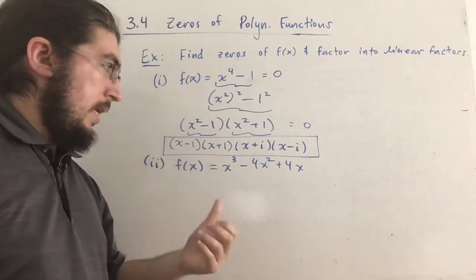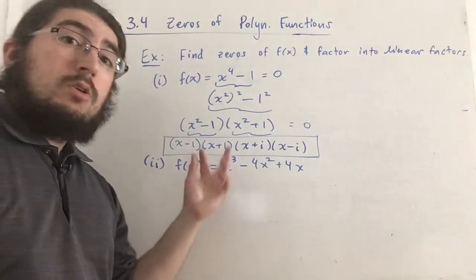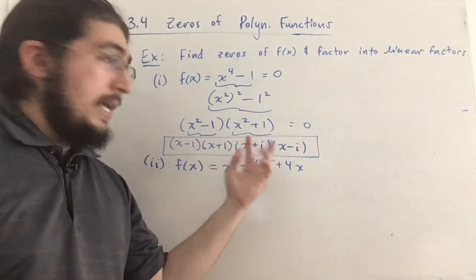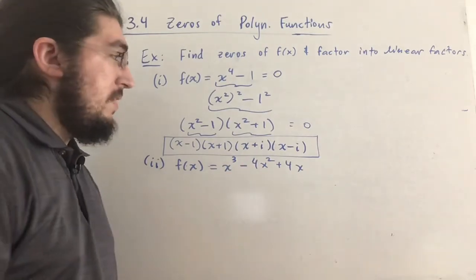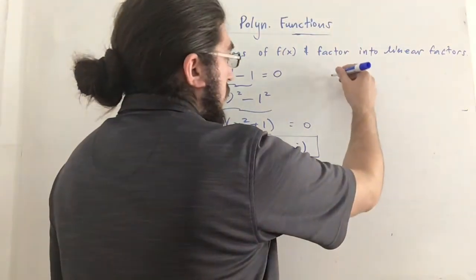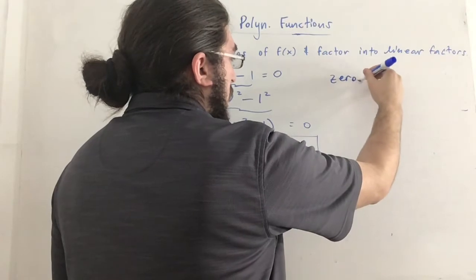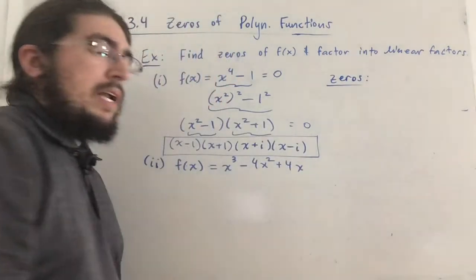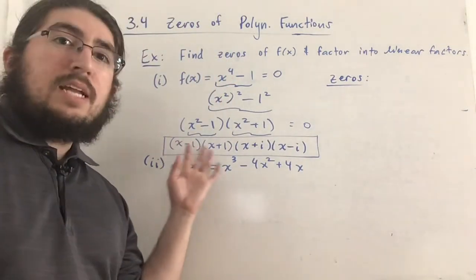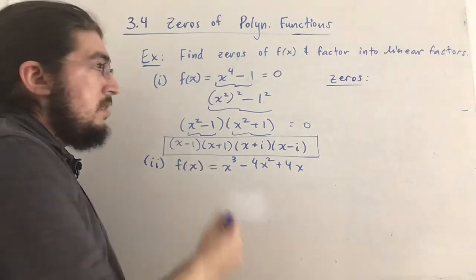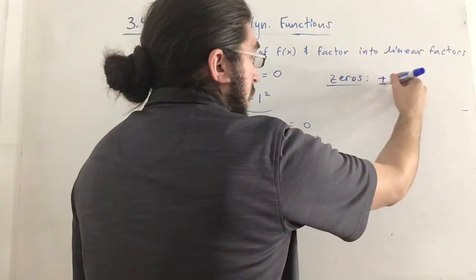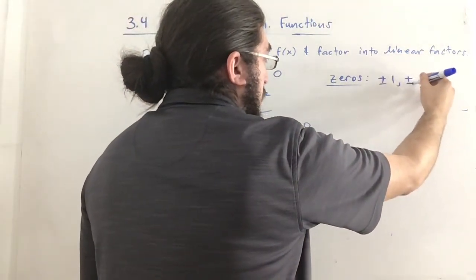But they may be the same. In this case, they're not. Also, some of the zeros may be non-real, like i is non-real, so there's an instance of that. Also, the zeros, what are the zeros? Well, as you may notice from the zero factor theorem, it's just a sign change of what's next to x. So the zeros are actually, in short, plus or minus 1 and plus or minus i.